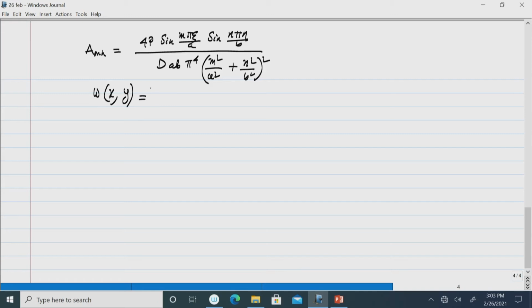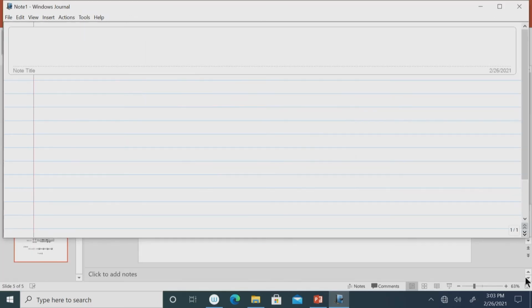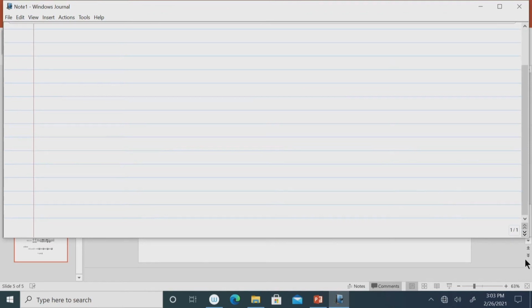So, the deflection surface is now for a concentrated load situated at a distance of xi from the x axis and eta from the y axis, we have the expression for concentrated load. Okay. So, let us see what is the expression for concentrated load. So, deflection now becomes w x y, and the limit we have found out earlier.